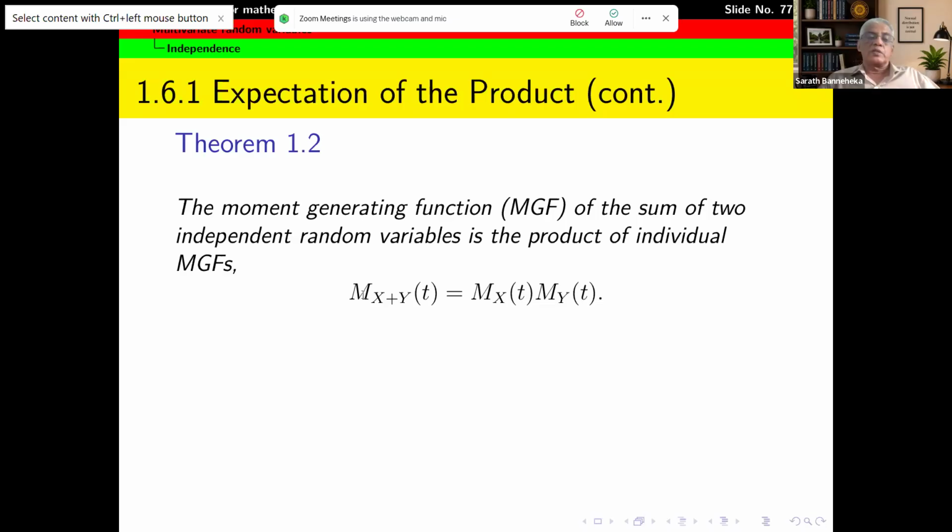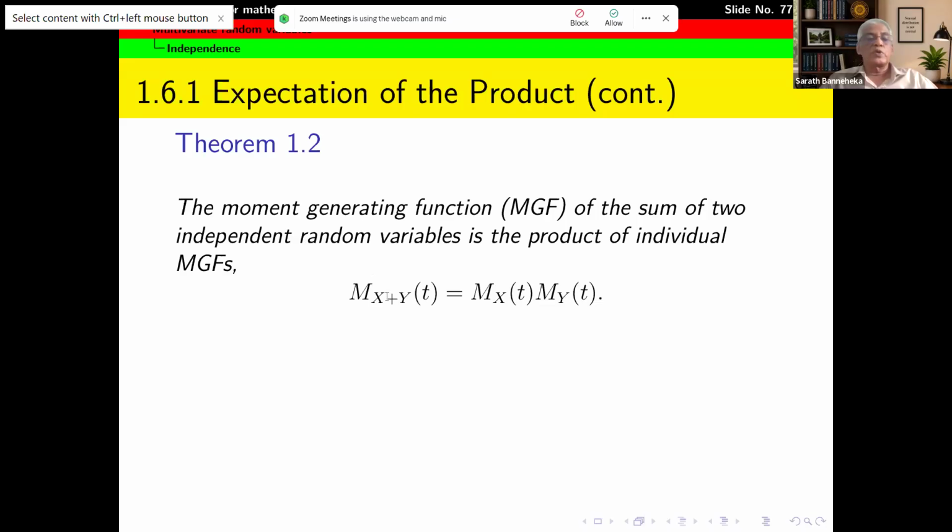So if we find the moment generating function of x plus y evaluated at t, we can show that it is equal to the moment generating function of x evaluated at t times the moment generating function of y evaluated at t. Right? So this is again a very useful result, especially when you are finding the distribution of a sum of IID random variables, or a sum of independent random variables. They may even not be identically distributed, as long as they are independent. When you are finding the distribution of the sum of several random variables, this result is very important to get the moment generating function of the sum.